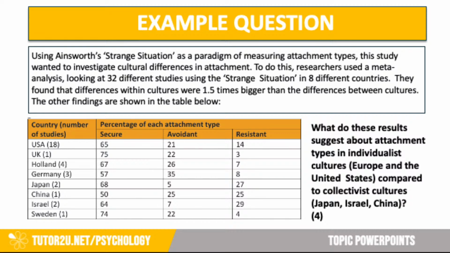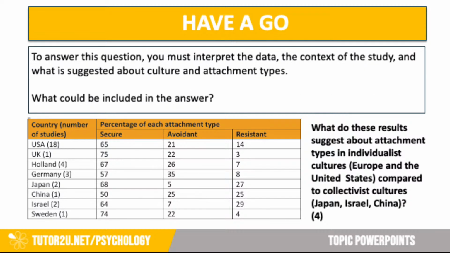Okay, so we've moved to the next slide, Laura. Yeah. So to answer this question then, you've got three things that you've got to interpret the data. So you've got the data in the table, you've got the context of the study, which you've just been given, and also what is suggested about culture and attachment type. So what sorts of things could be included in the answer?